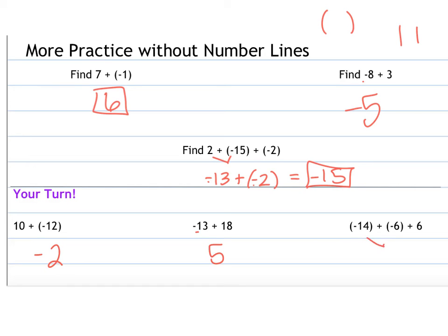3 numbers, let's start with the first 2. Negative 14 plus negative 16. Since the signs are the same, you add them together. 14 plus 16 is 30. Keep the sign, which is negative. Now the signs are different, so we are going to subtract. 20 minus 6 is 14. And since I have more negatives, my answer is negative 14.